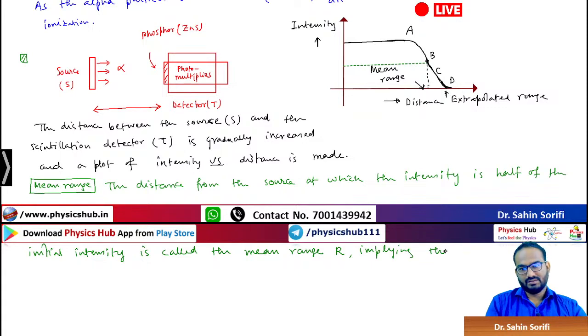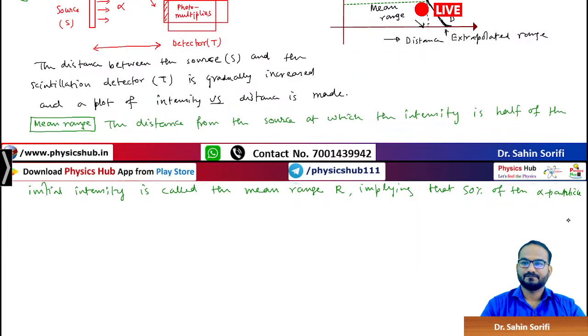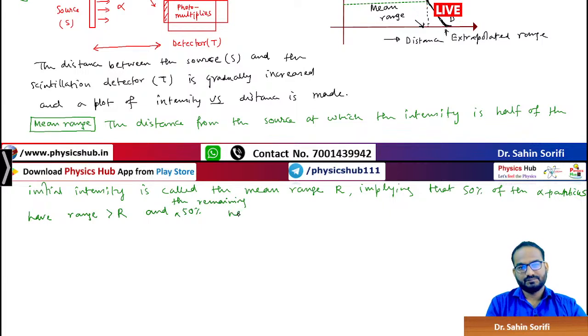implying that 50% of the alpha particles have range more than R and the remaining 50% have ranges less than R.